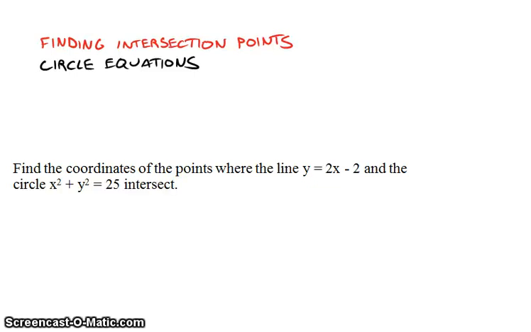We continue our adventure through section 6.2 with the following problem. Find the coordinates of the points where the line y equals 2x minus 2 and the circle x squared plus y squared equals 25 intersect. So we have two equations. One equation represents a line, one equation represents a circle, and it just so happens that these two geometric entities will intersect. Let's take a look where.